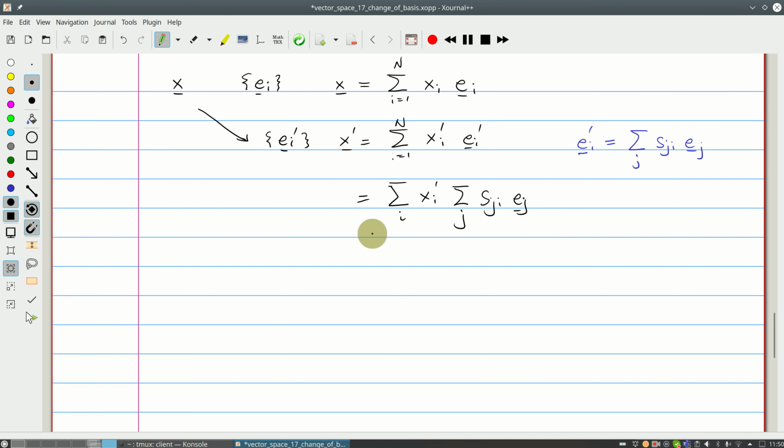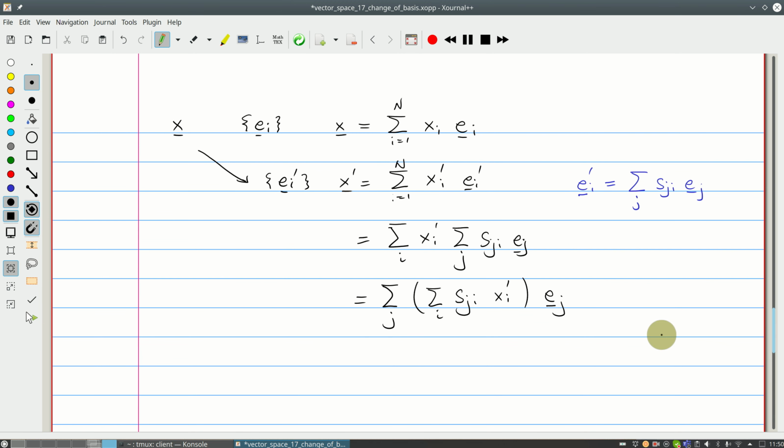Now we reverse our sums. This is quite a common operation. The sum over j, and then we have the sum over i of S_ji x_i prime, and then we've got the e_j vectors there.